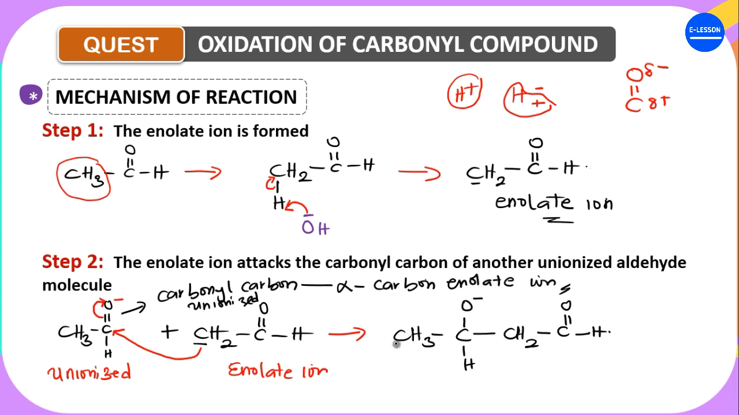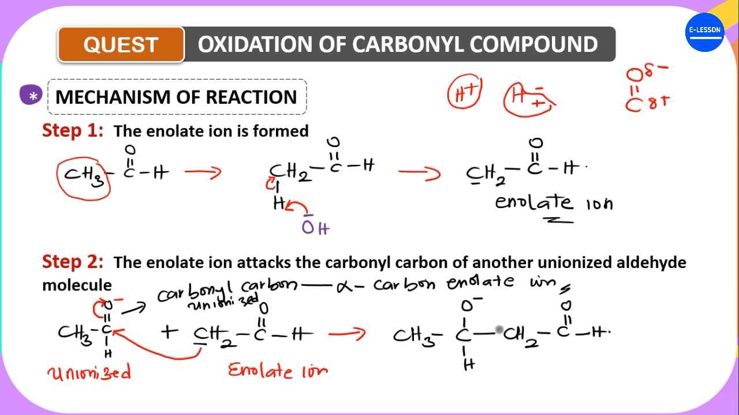So let's take note of that: the bond is formed between the carbonyl carbon of the unionized and the alpha carbon of the what? Enolate ion. Because here, this is like the alpha carbon. Okay? This carbon here, we say this is the functional group, then the carbon close to it should be the what? Alpha carbon. So this is the product that will be formed here.